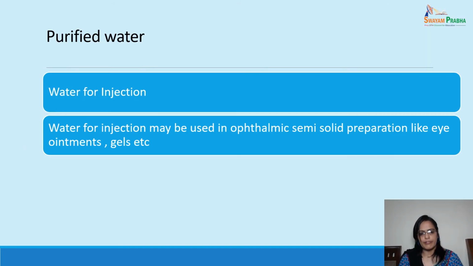Purified water, and water for injection, may be used in ophthalmic semi-solid preparations like eye ointment and eye gel, and these preparations must be sterile. I also mentioned earlier that ophthalmic preparations must be sterile, have clarity, isotonicity and pH balance. So the water used in the formulation of these preparations must be water for injection, or sterile water for injection.